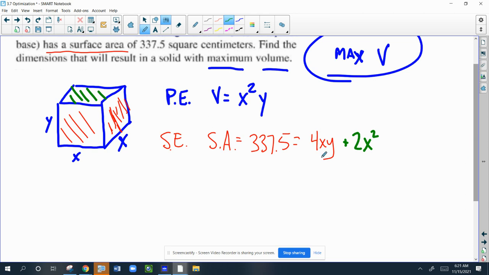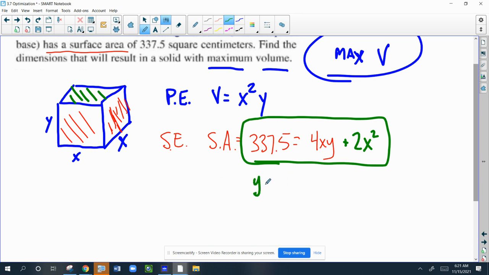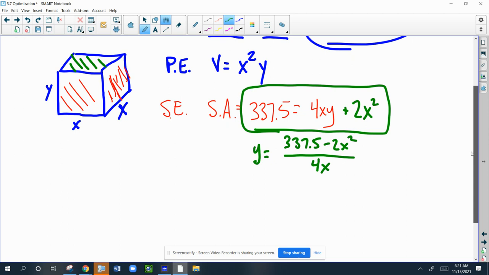So now we have to write one primary equation with one independent variable. So we're going to use this to solve for either x or y. And it looks like here the easiest thing to do would be to solve for y, because there's two x's here. It's going to be tough to get them by themselves. So I'm going to say y would equal 337.5 minus the 2x squared, and then divided by the 4x. So that looks like a mess, but let's see what happens.